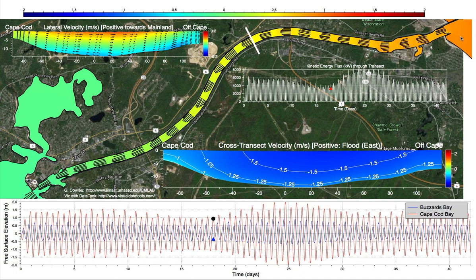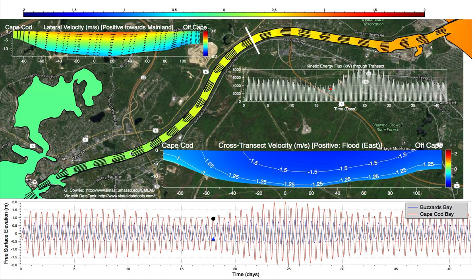1.25, a bit more, meters. So it's quite different. It's more than a factor of 2. Also contributing to the surface elevation driving the system is a phase difference. High tide in Cape Cod Bay lags high tide in Buzzards Bay by about 3.5 hours. So that lag induces a difference in elevation, which is what's driving this flow.